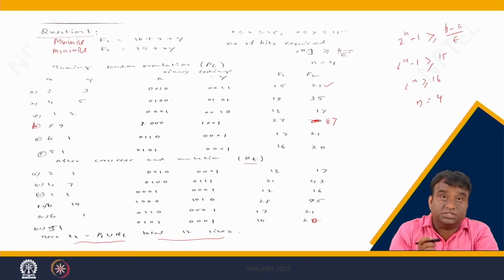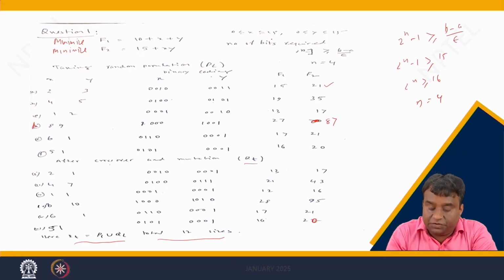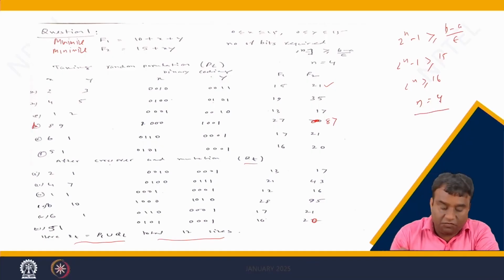Now we are going to solve one question: minimize f1, which is f1 equal to 10 plus x plus y, and minimize f2 equal to 15 plus x into y. Here x lies from 0 to 15, y also lies from 0 to 15. So the number of bits required is given by 2 to the power n minus 1 greater than or equal to (b minus a) by epsilon. Take epsilon equal to 1, so b minus a is 15, so 2 to the power n minus 1 greater than or equal to 15, so 2 to the power n greater than or equal to 16, n equal to 4. That means we need 4 bits for encoding.